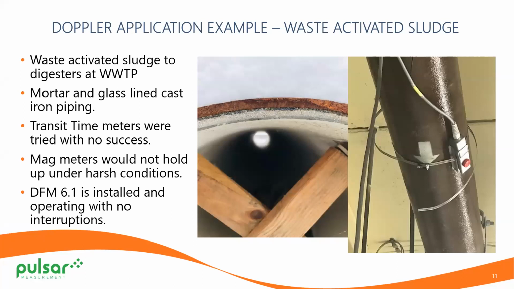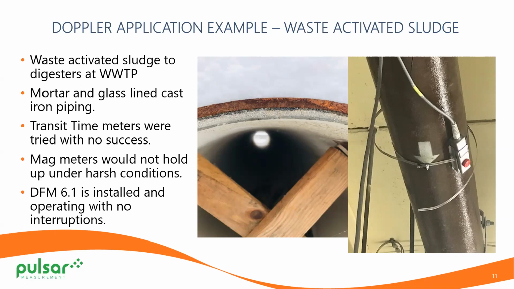This is a typical example at a wastewater treatment plant where we see a lot of Doppler applications, whether it be waste activated sludge, return activated sludge, influent, some types of effluents. But this is a good example of a mortar lined pipe. It's the original waste activated sludge from the primary clarifier headed to the digesters at a wastewater treatment plant. I actually installed this one myself. I got about 75% signal strength, which is fantastic for a Doppler meter.